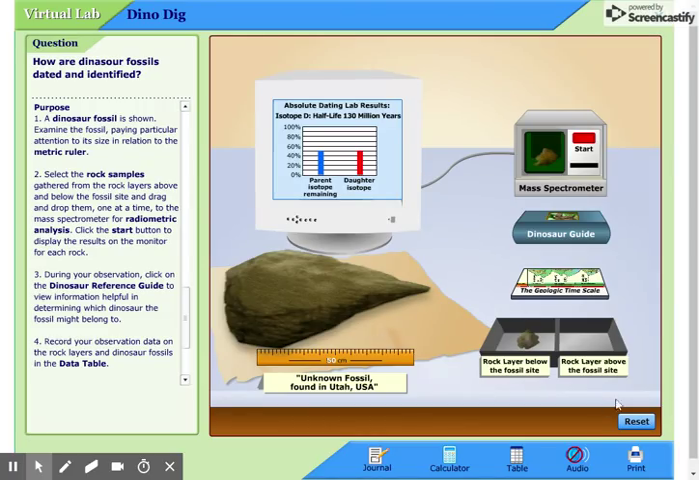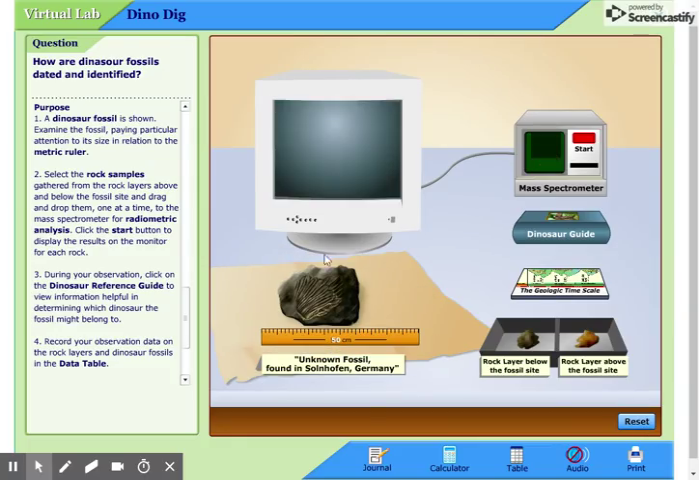To get to the next dinosaur, like other labs we've done, you hit the reset button and it gives you a new sample. You again will check your rock samples, you will check your geologic time, you will select your correct dinosaur using the dinosaur guide. Good luck.